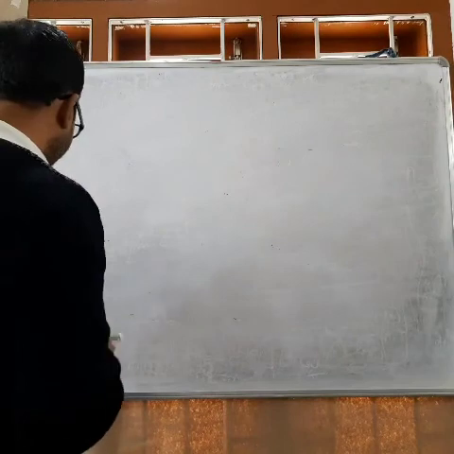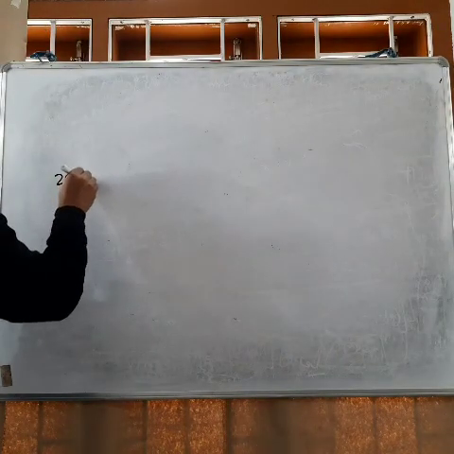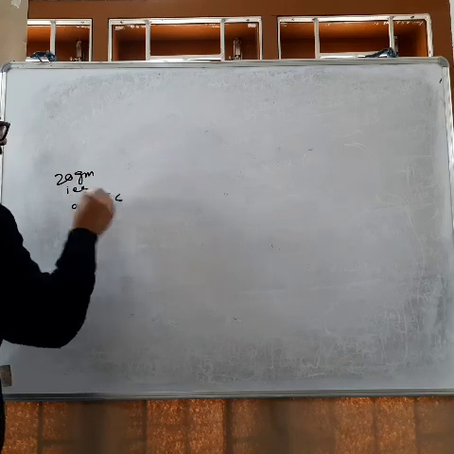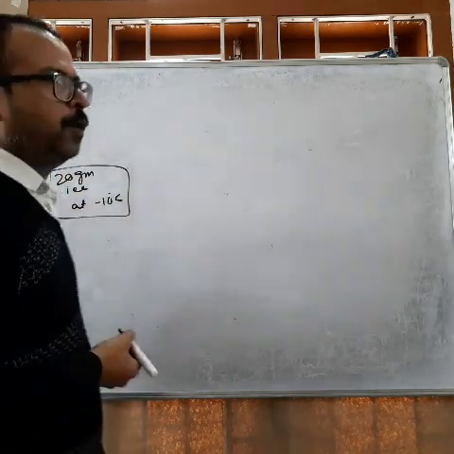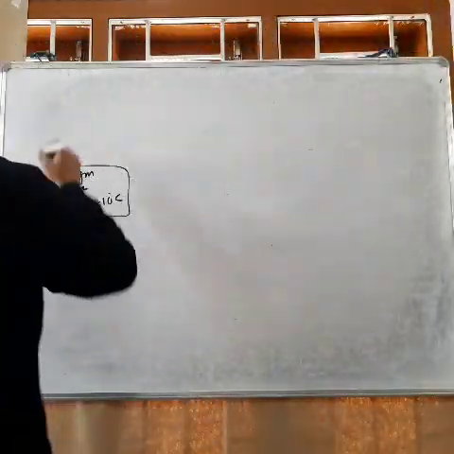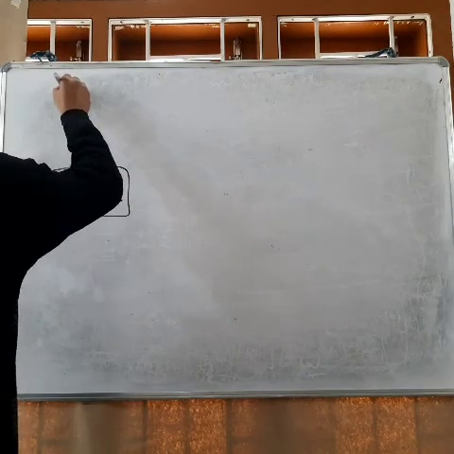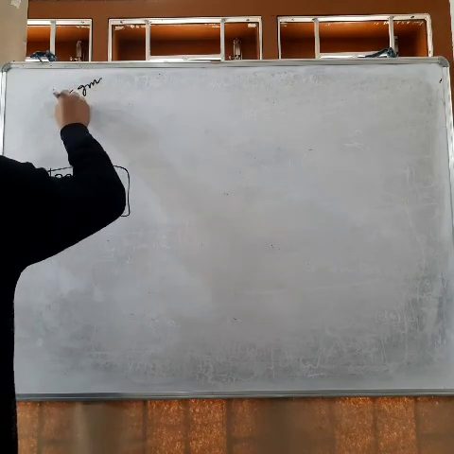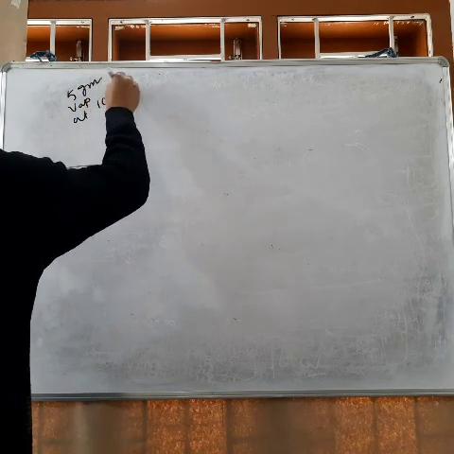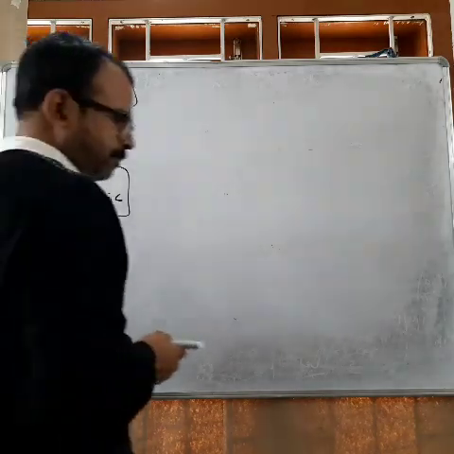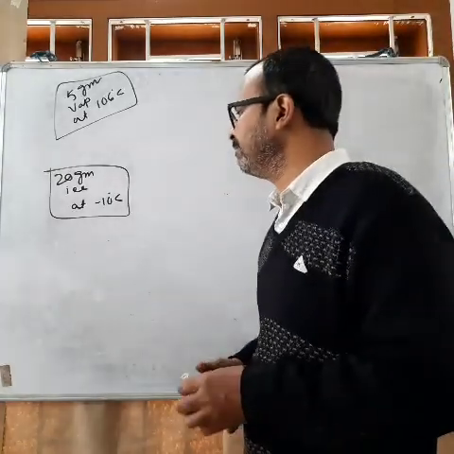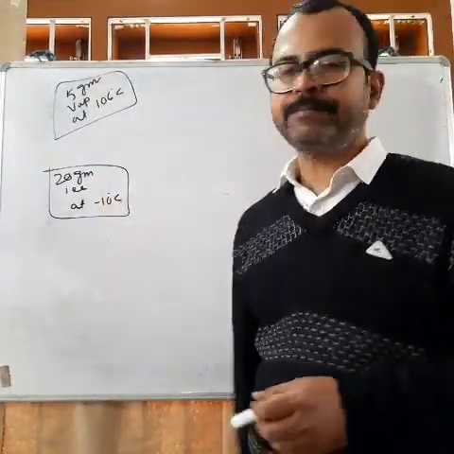Find the result of mixing 20 gram of ice at minus 10 degrees C with 5 gram of vapor at 106 degrees C. Now we are mixing ice and vapor.